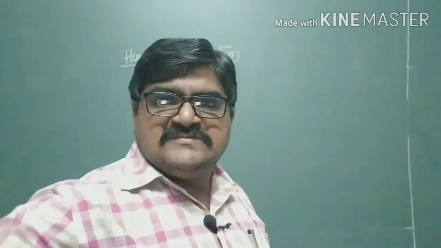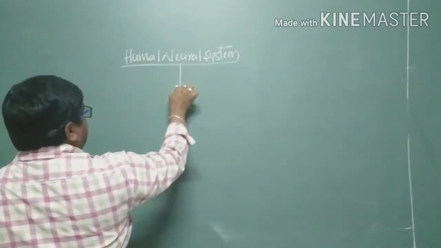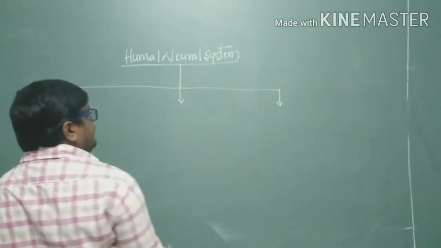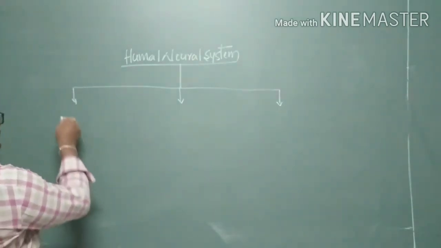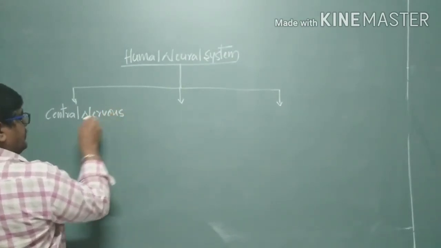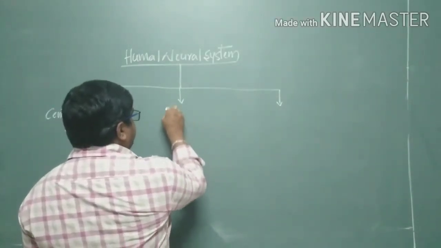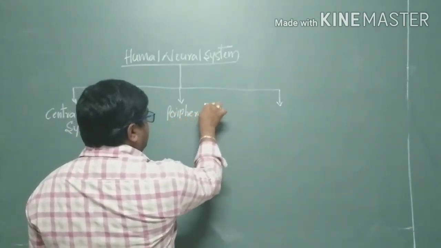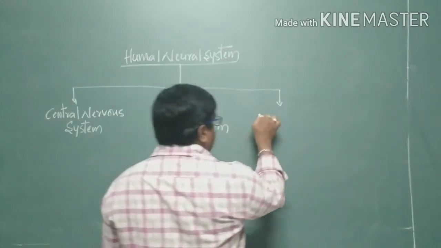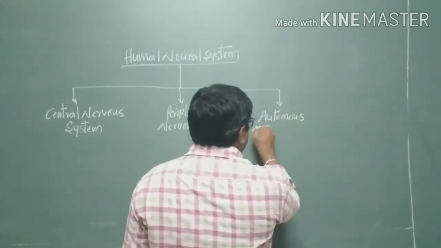Coming to the classification of the human neural system, it is generally classified majorly into 3 types. In a textbook it is given as 2 types only, but here it is classified majorly into the central nervous system, the peripheral nervous system, and the autonomous nervous system.